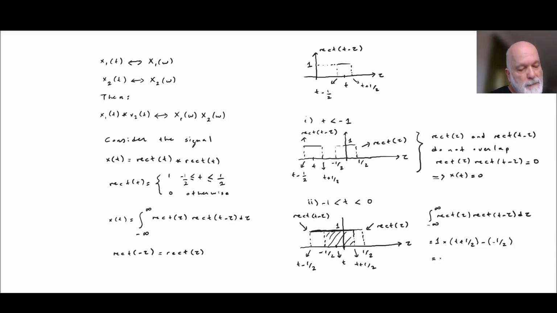So the result is t plus 1. So for t between minus 1 and 0, the convolution integral turns out to be equal to t plus 1. Now let us see what happens when we choose t in the range from 0 to 1. Okay, so let us look at that next.